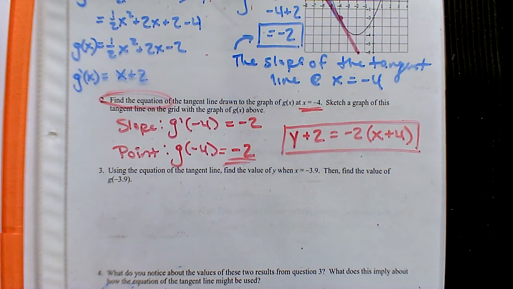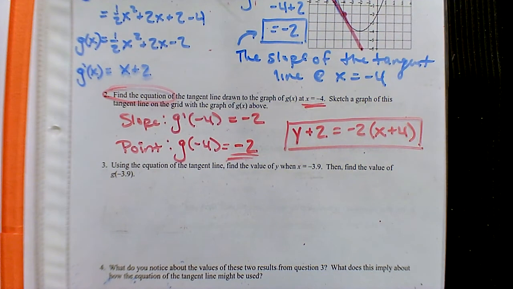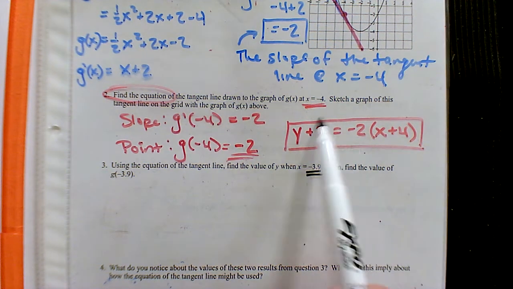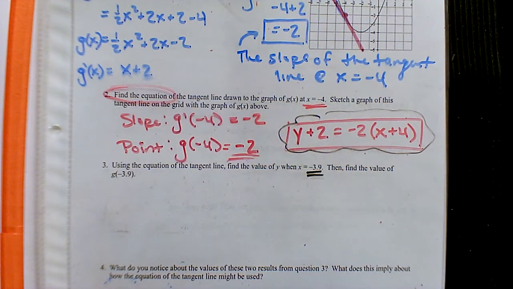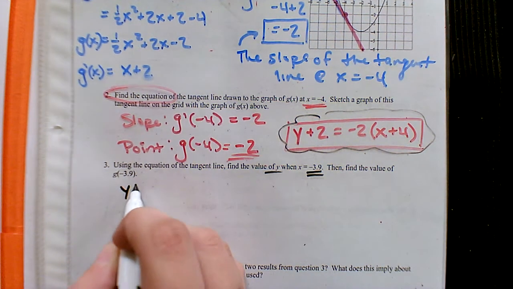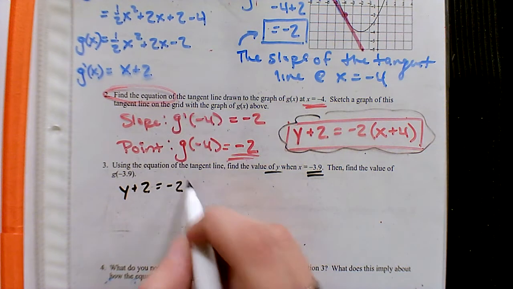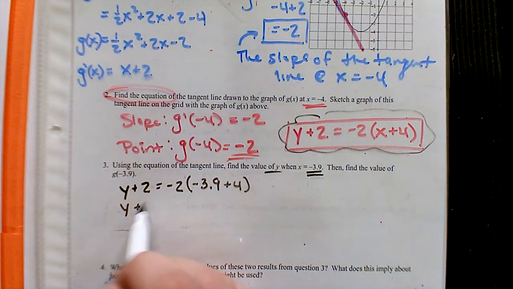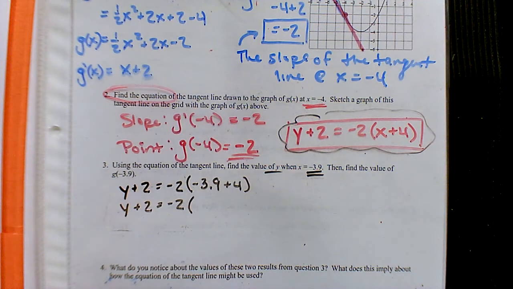Using the equation of the tangent line, find the value of y when x is -3.9. So how do you want to use this equation we found to help us with that first part? How can we find the value of y? That's right, Braden. Just plug it in. So in our equation there, let's go ahead and plug in -3.9. We can do this without a calculator. -3.9 plus 4.